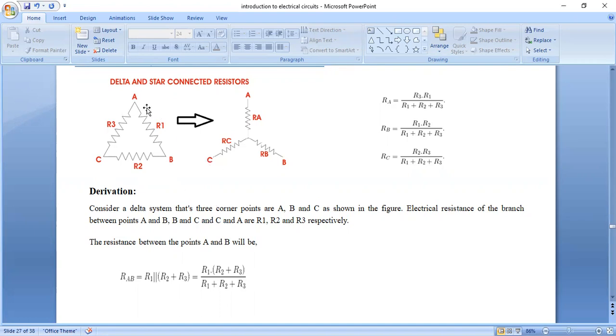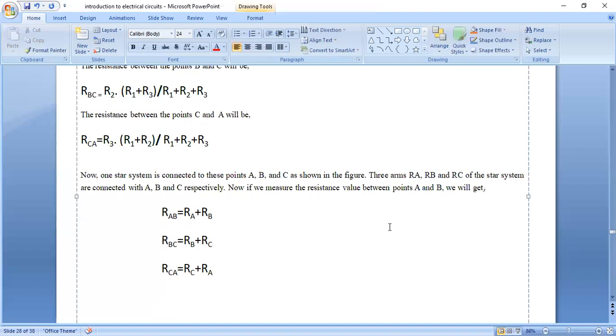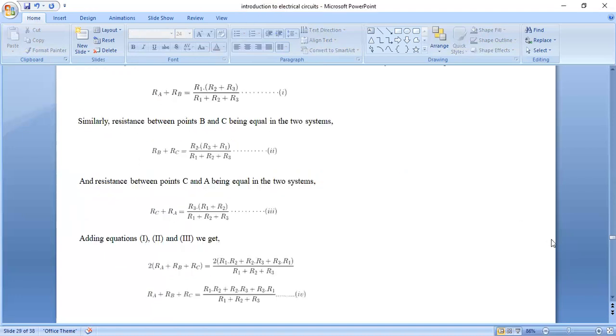And here RAB equal to RA plus RB. So we can write RAB equal to RA plus RB, and RBC is equal to RB plus RC, and RCA is equal to RC plus RA. So substitute in place of RAB, RA plus RB, then we will get the equations like this. RA plus RB equal to R1 into R2 plus R3 by R1 plus R2 plus R3.